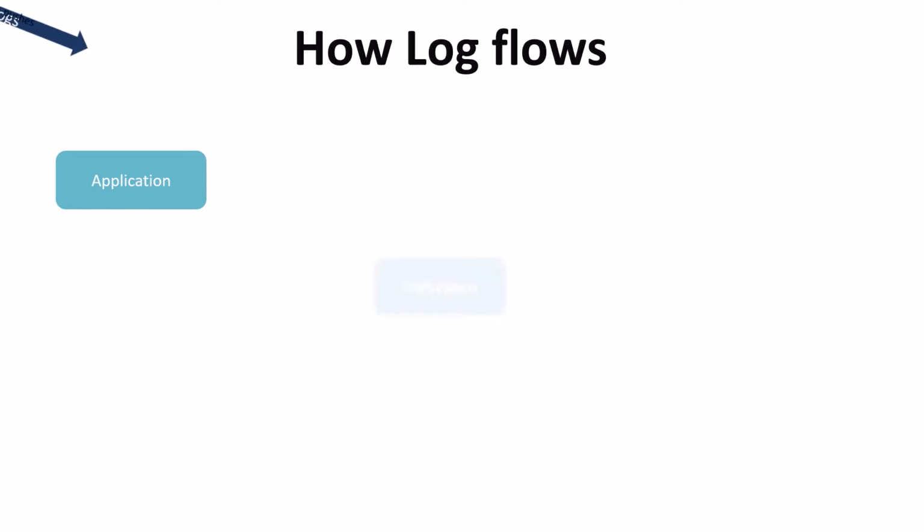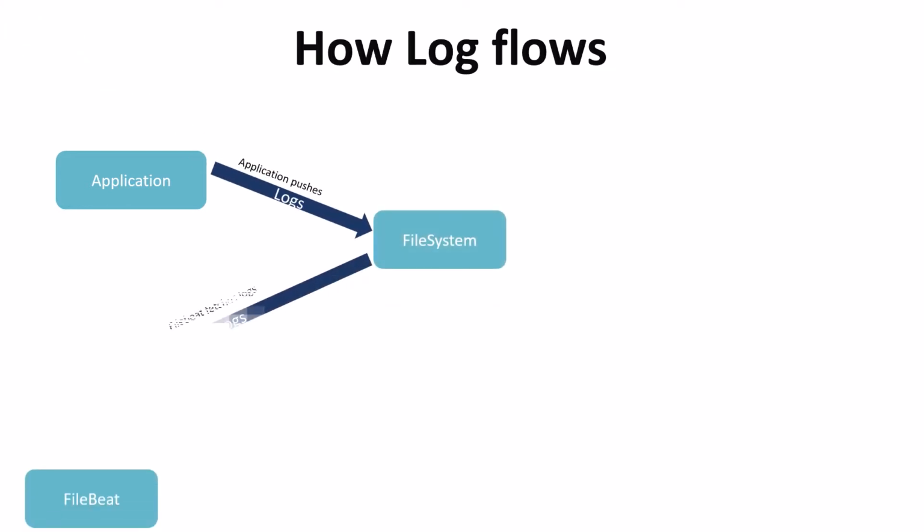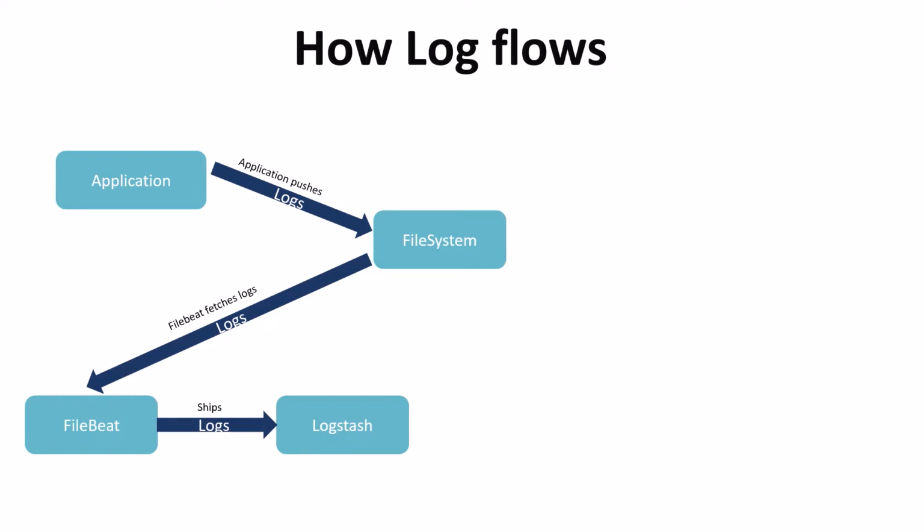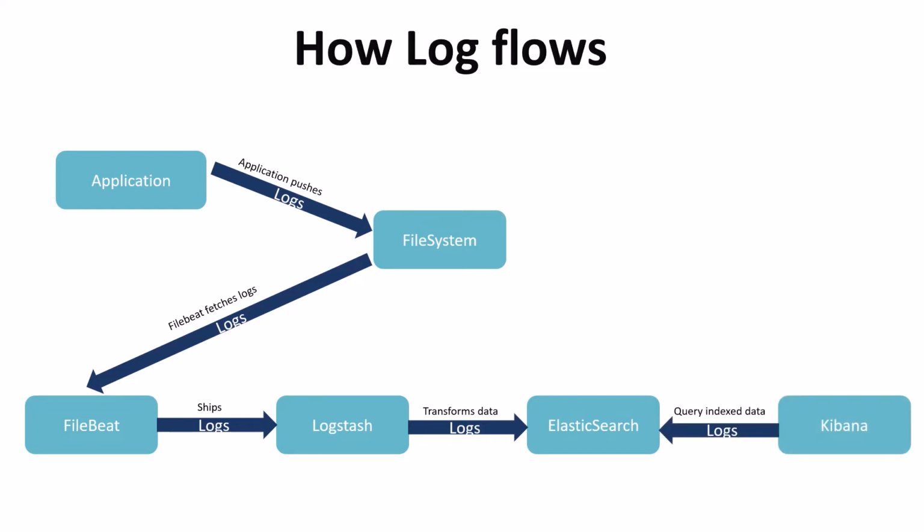Now let's connect the dots and try to understand how logs flow in this stack. The application pushes the log to a log file. Filebeat collects these files and ships the logs to Logstash. Logstash will then process the data and push it to Elasticsearch. Now since the data is available in the database, that is Elasticsearch, we need to view it in order to analyze. So we bring Kibana here and view the data. So this completes the log flow.